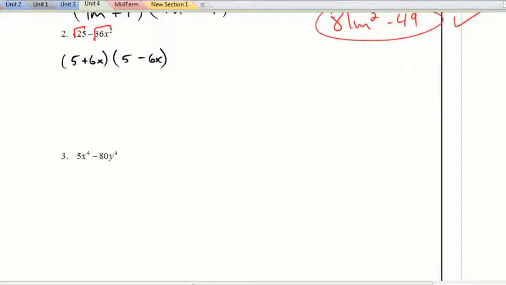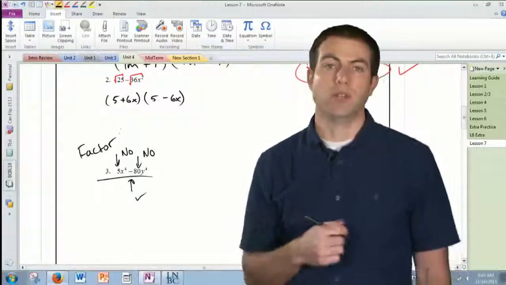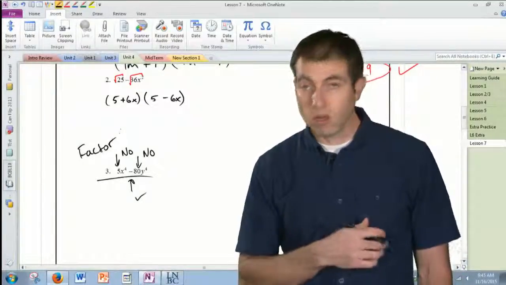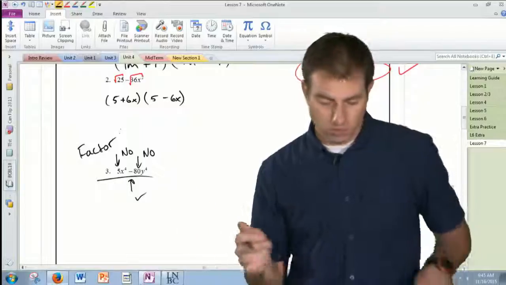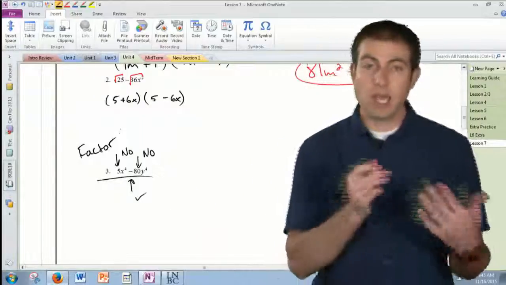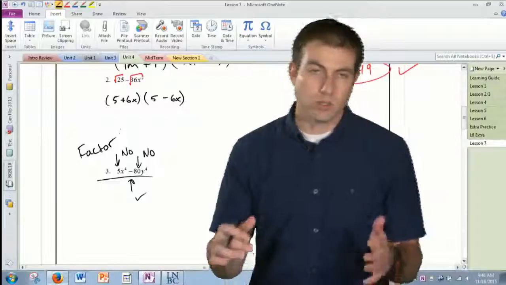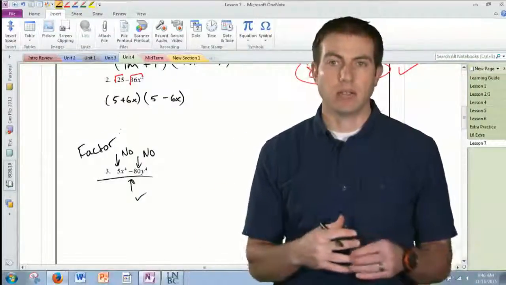Do I have a difference of squares? For number 3 here, is 5 a perfect square? No. I do have the difference, which is a good thing. And then this is not a perfect square either. Oh no. What do I do? Anytime I have a question that asks me to factor, what is the very first step I should do with any factoring question?